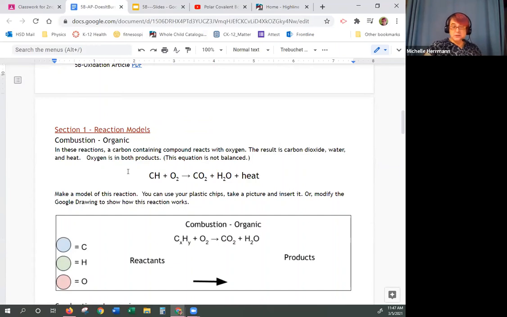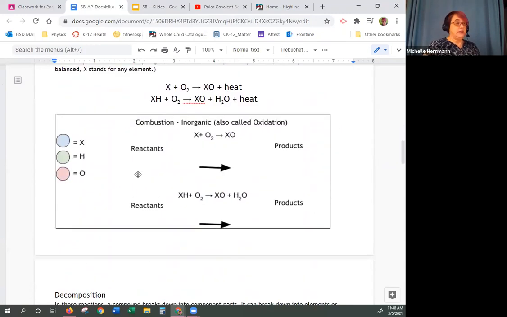So reaction models. If you haven't finished these, you can look at the reaction models in the reference section on Google Classroom, and you can get your models to match. You can draw pictures or use chips and put those in. Either way is fine. Or you can edit these documents.